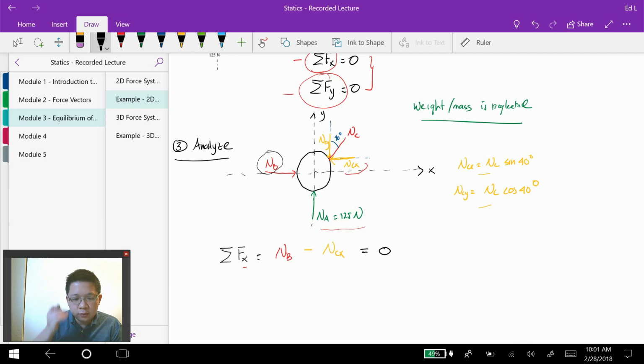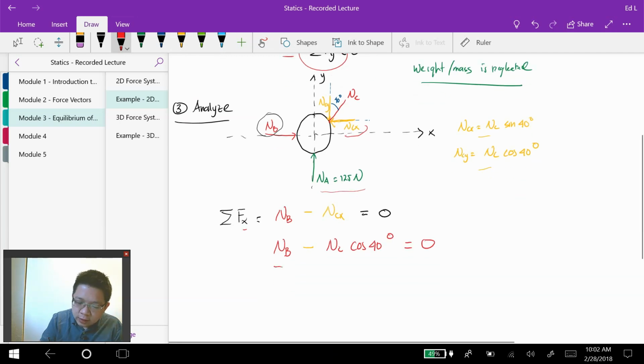Okay, to elaborate more, here we have NB, right, and then we have negative NCX, which is NC cosine 40 degree, and this is equal to 0. Okay, so in here we have two unknowns, so we cannot solve this equation directly.